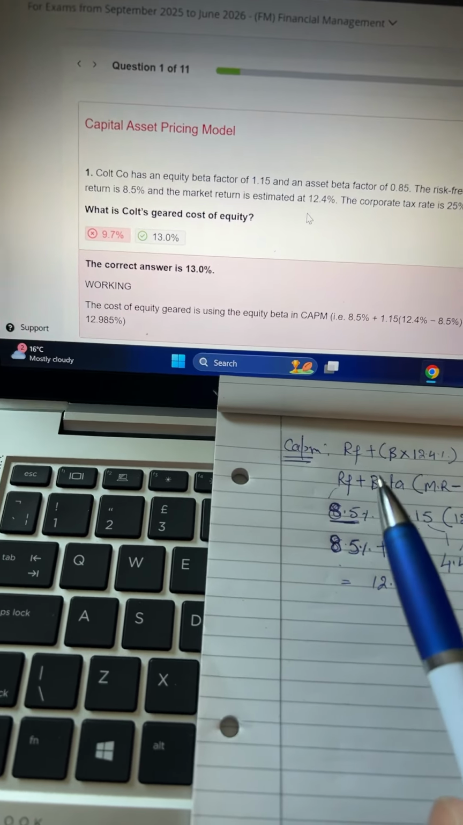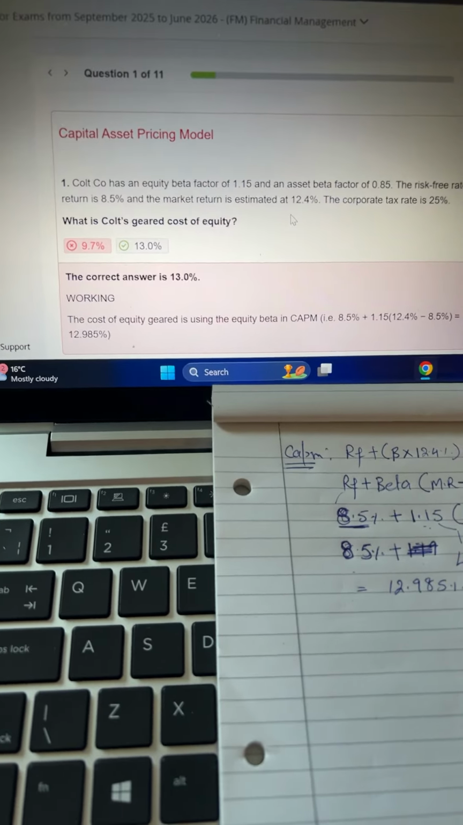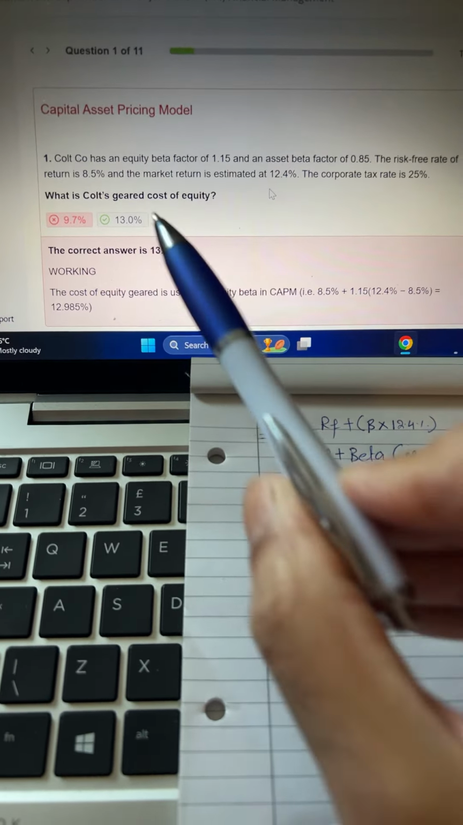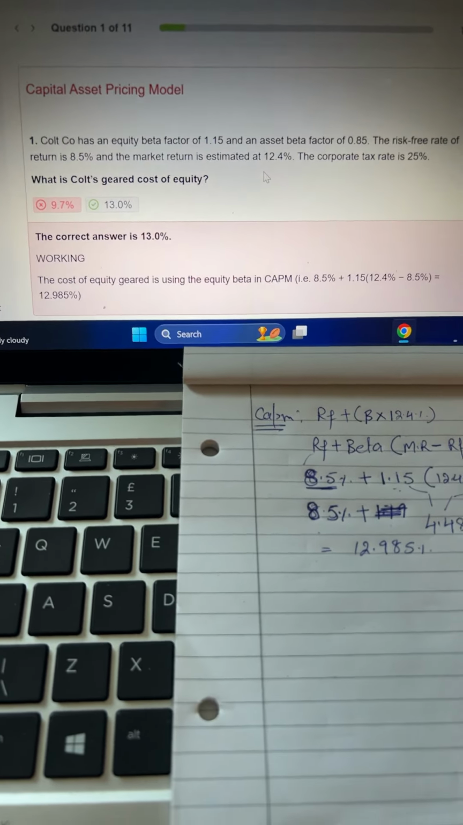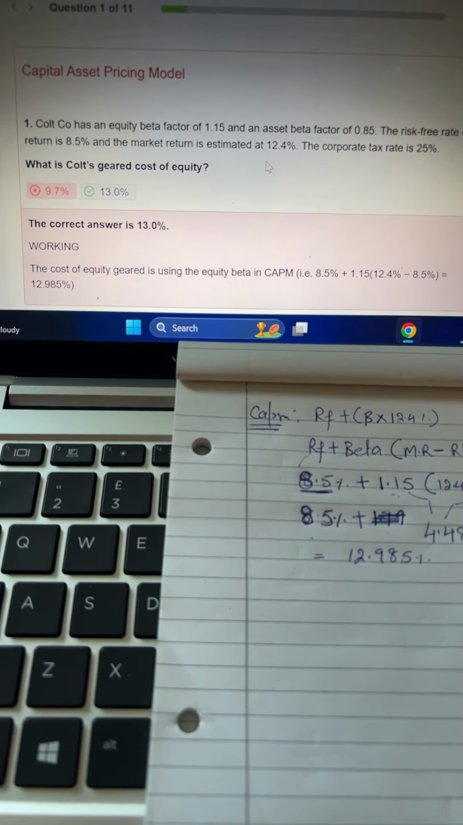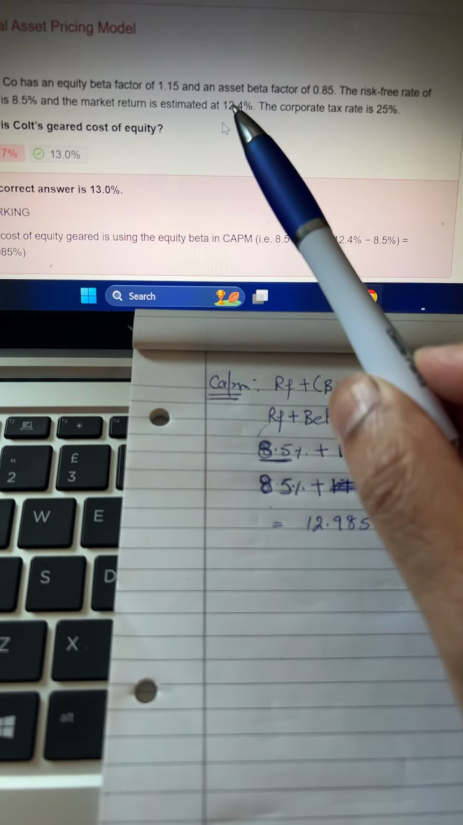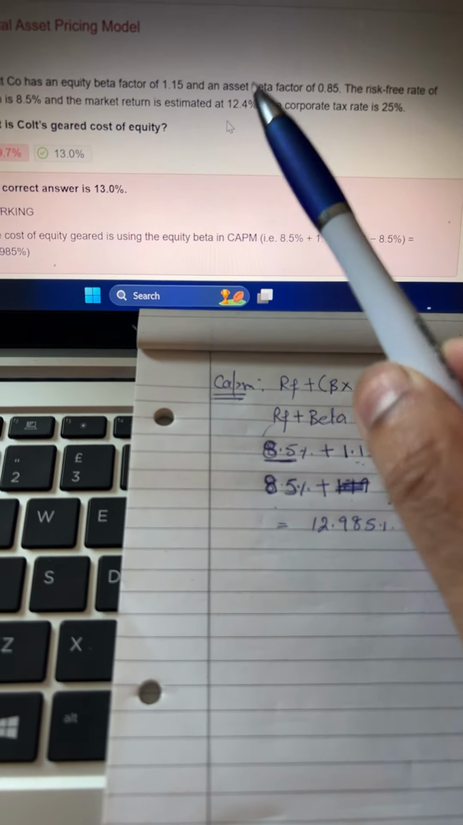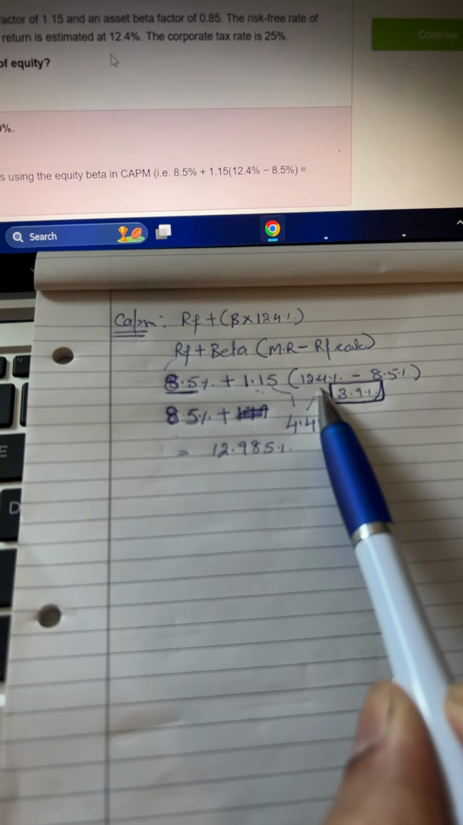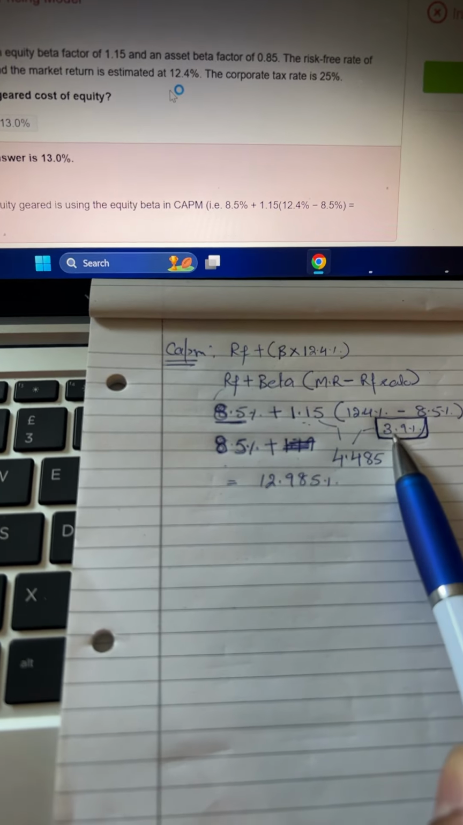So basically what they're saying, in simple English, is that the risk-free rate is 8.5%, which is given up here in the question. So they're saying if you put your money in the bank, you will get 8.5%. There's no risk. Whereas the investors in this company who want to invest are looking for a return of 12.4%. So the difference between what is expected by the investor versus the risk-free rate is 3.9%. So you can take note of that.